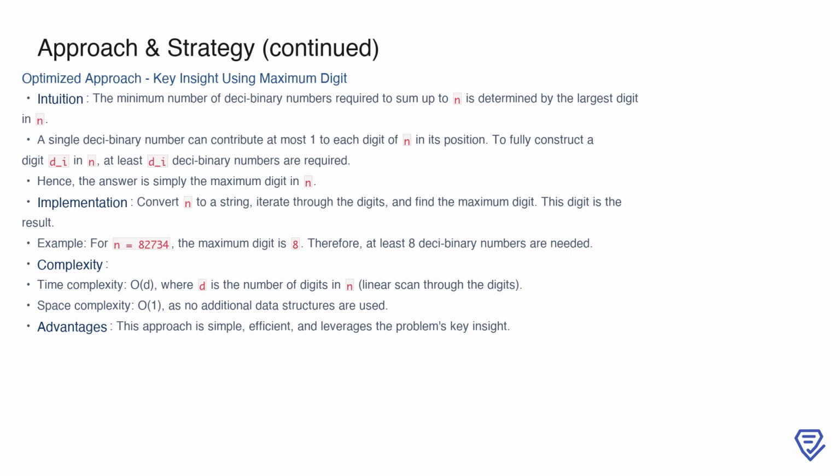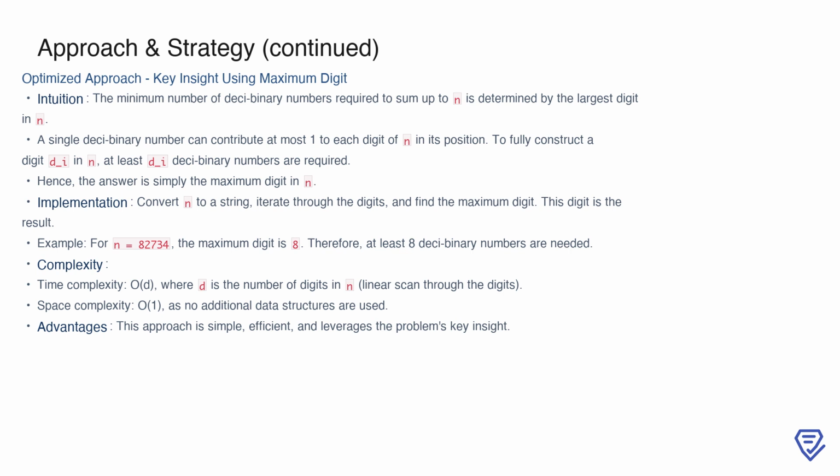The minimum number of Deci-Binary numbers required to sum up to n is determined by the largest digit in n. The reasoning is simple: each Deci-Binary number can contribute at most 1 to each digit of n. So, to fully construct a digit like d_i, at least d_i Deci-Binary numbers will be needed. For example, if n is 82,734, the largest digit is 8, and at least 8 Deci-Binary numbers are required to form n. To implement this, we convert n to a string, iterate through its digits, and find the maximum digit. This maximum digit directly gives us the answer.